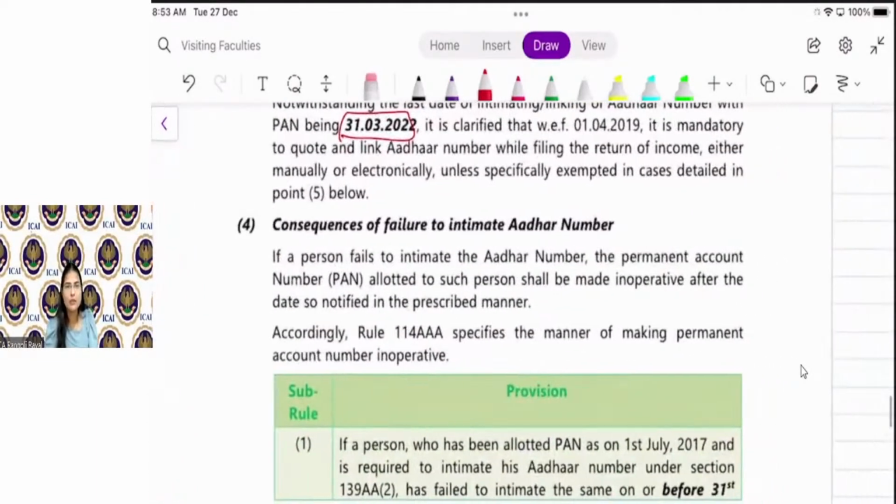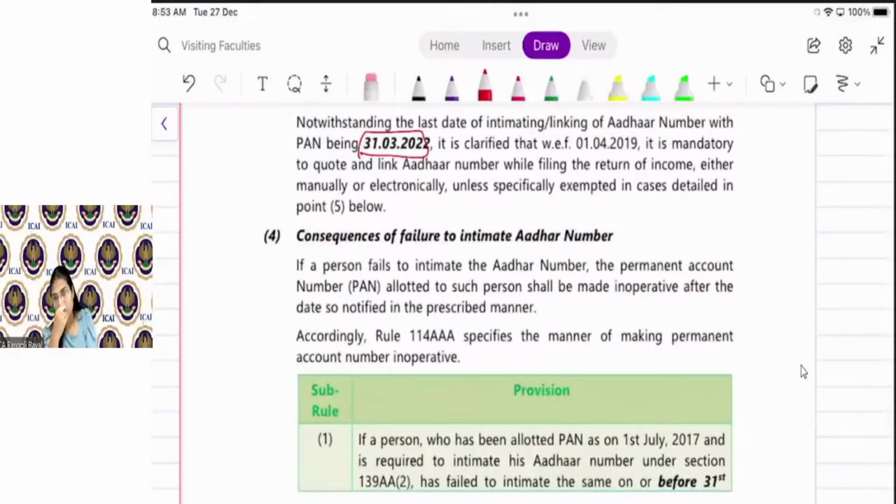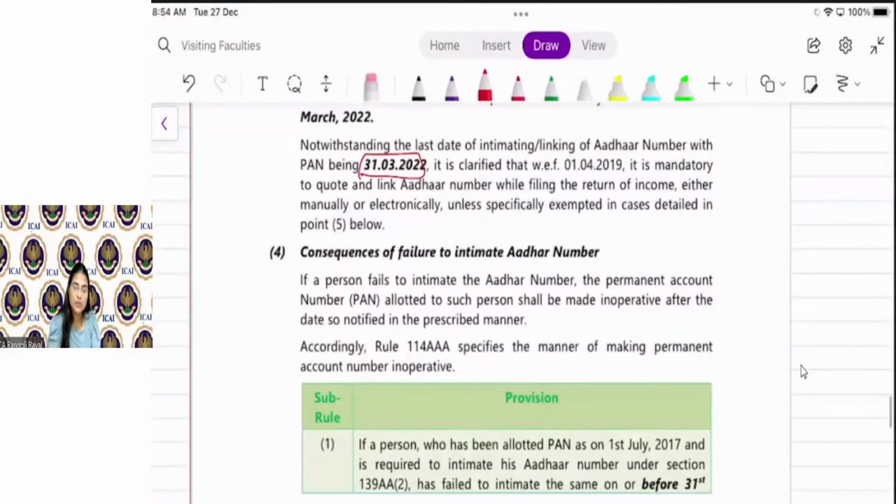Consequences of failure to intimate Aadhaar. If you fail to intimate your Aadhaar to the income tax authority, that is, if you fail to link your Aadhaar to your PAN, then your PAN becomes inoperative. And if your permanent account number becomes inoperative, then after the date of inoperative PAN, you are not able to file your return of income.